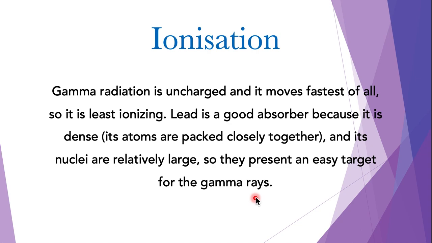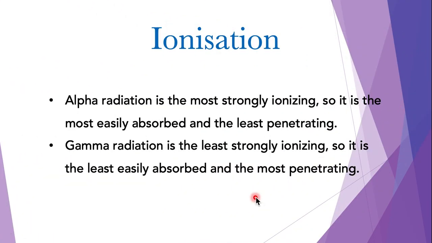So you should be able to see the pattern linking ionizing power and absorption. Alpha radiation is the most strongly ionizing, so it is the most easily absorbed and the least penetrating. Gamma radiation is the least strongly ionizing, so it is the least easily absorbed and most penetrating. Okay, so this was ionization.